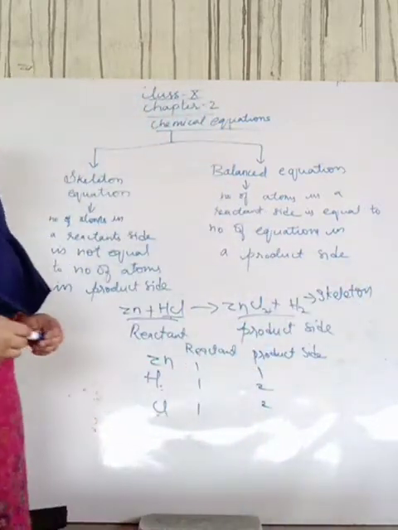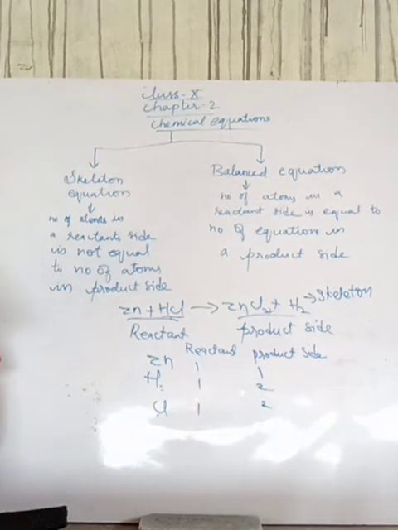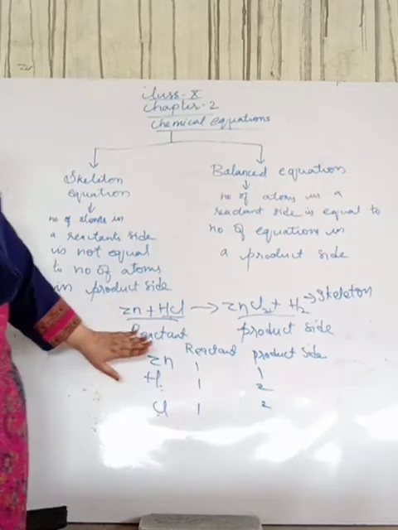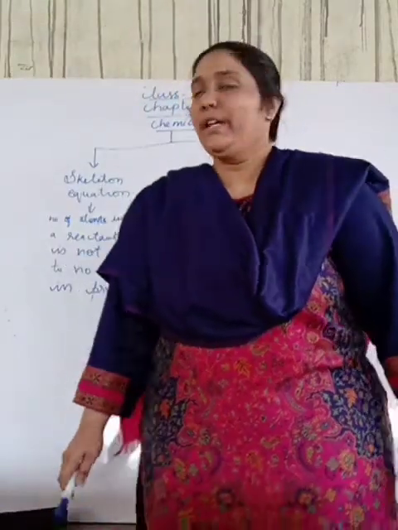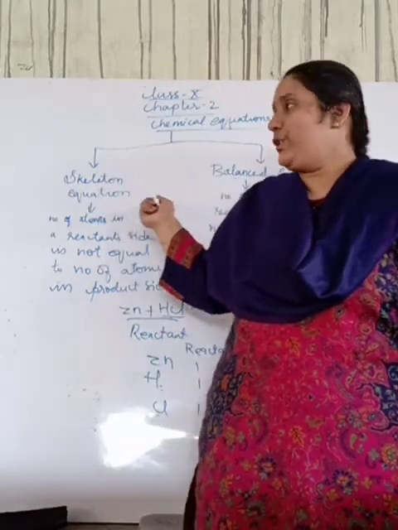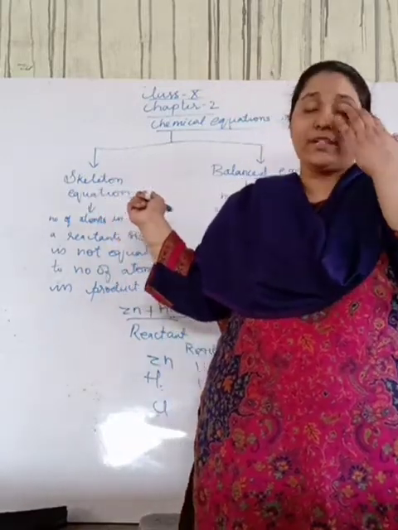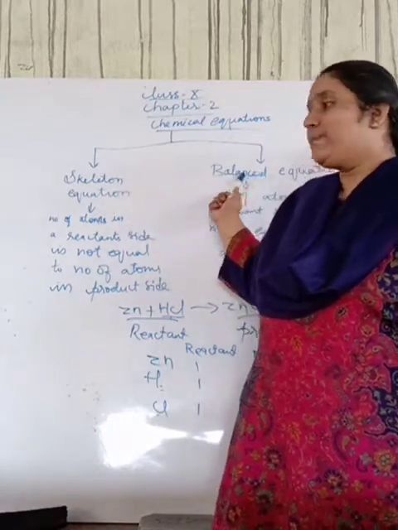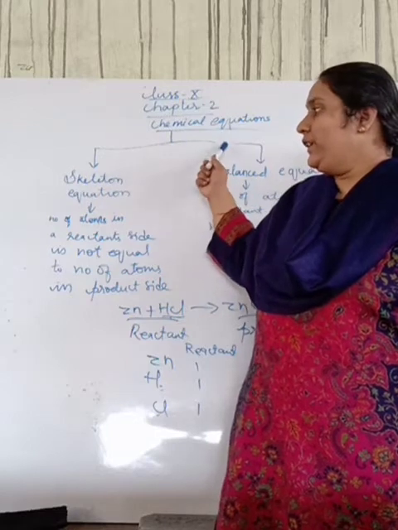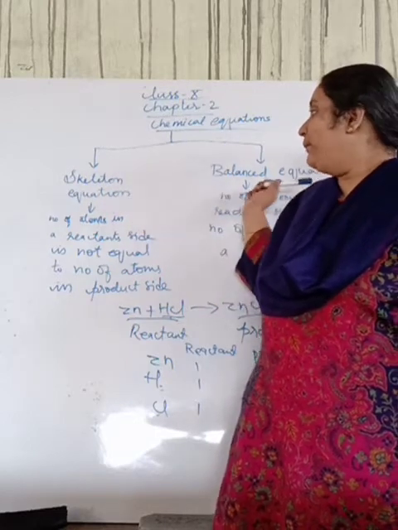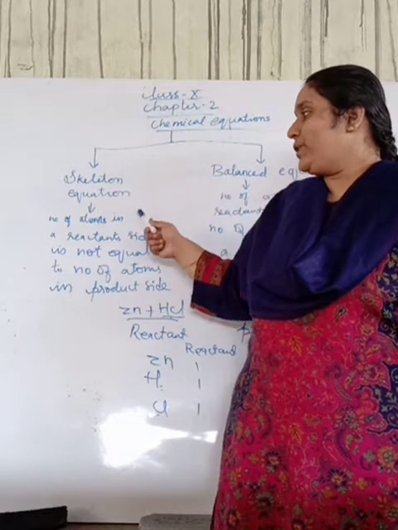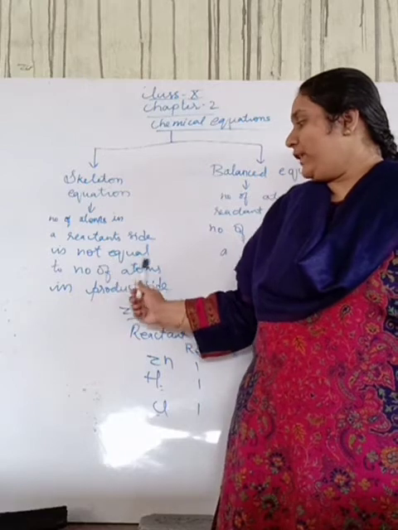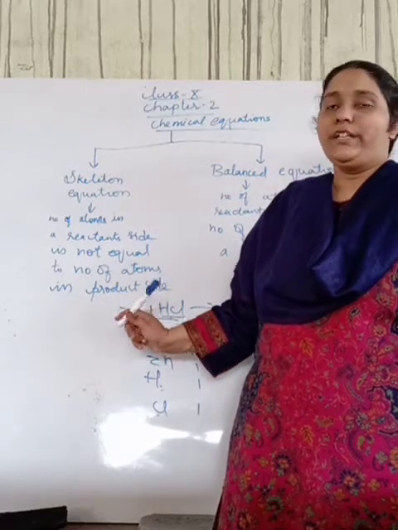Got it, students? Once you take it down, I am giving you a few seconds of time. What are the two different types of equations we come across? Chemical equations are of two types, skeleton equation and balanced equation. In a skeleton equation, the number of atoms in the reactant side is not equal to the number of atoms in the product side. Then we call it a skeleton equation.